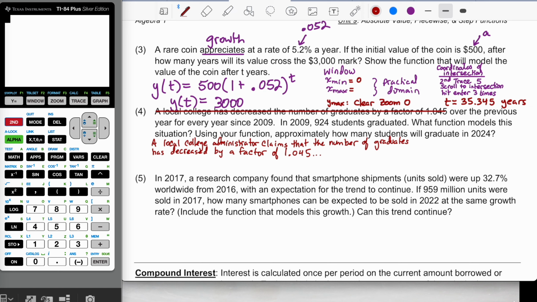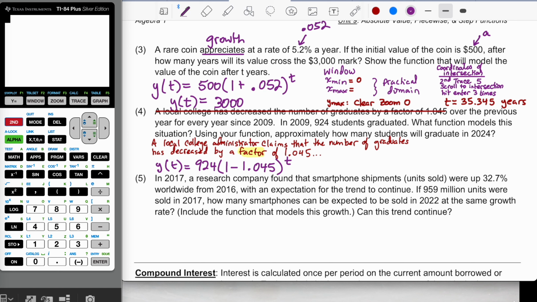The factor part of it, the keyword factor there, gives us a sense of multiplication. Whenever we're talking about multiplication, we're talking about an exponential relationship. So we're not worried about a linear relationship. That being said, all of these word problems were exponential to begin with. The decrease part is exponential decay. We're starting off with 924 students. So y of t is going to be 924, 1 minus 1.045 to the t power.